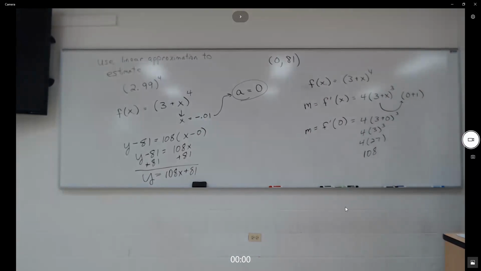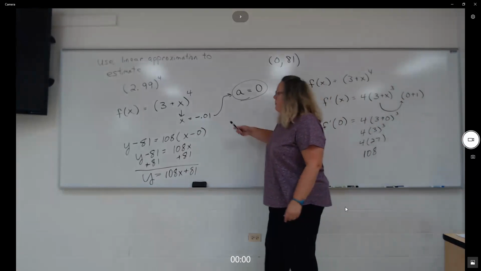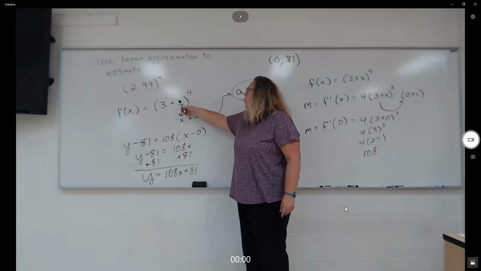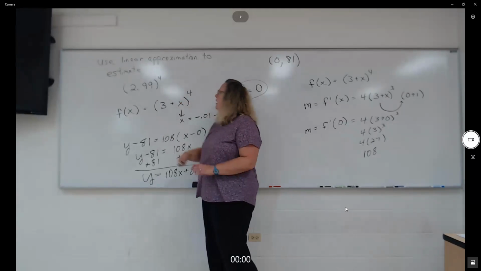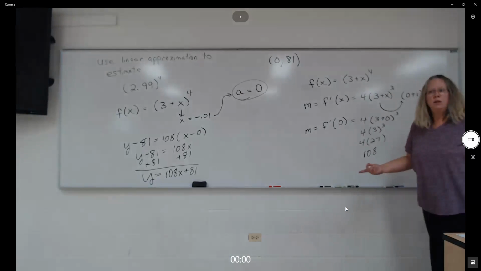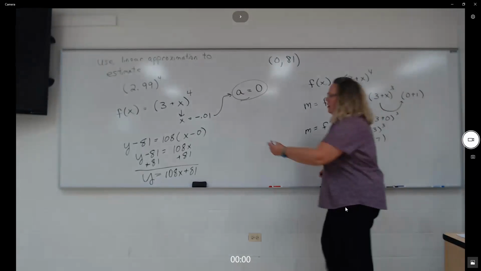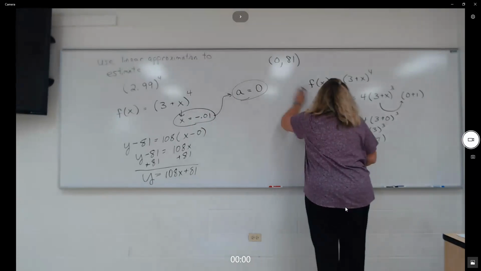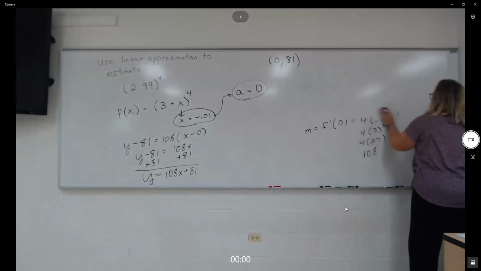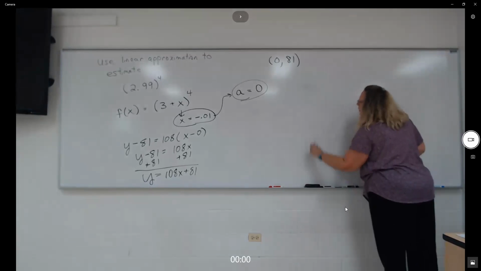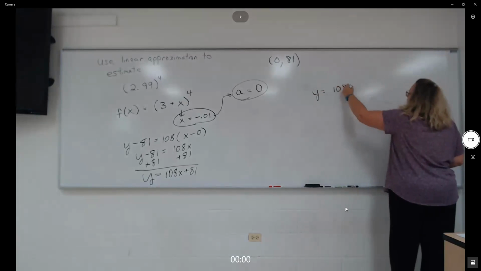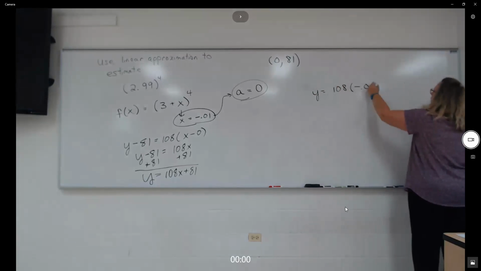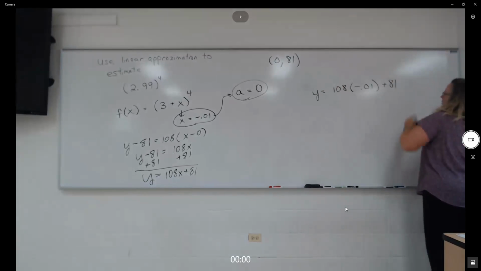Okay, what are we going to do with that? We kind of have already answered this question. Remember, we were working on this. What would x have to be to get us 2.99? That negative 0.01. So we're going to plug that in. y equals 108 times negative 0.01 plus 81.